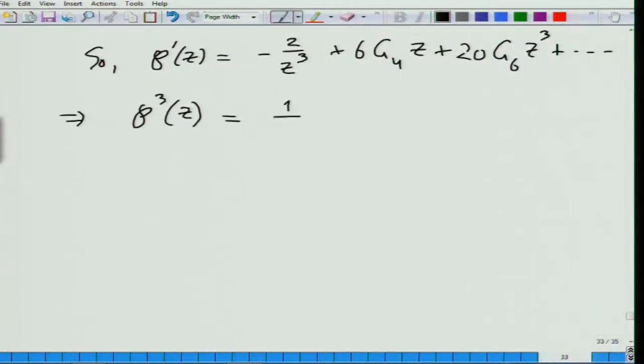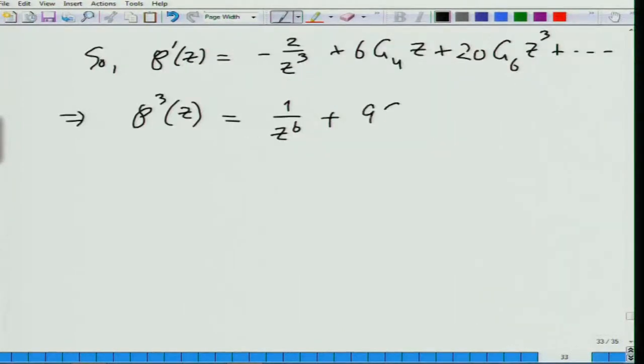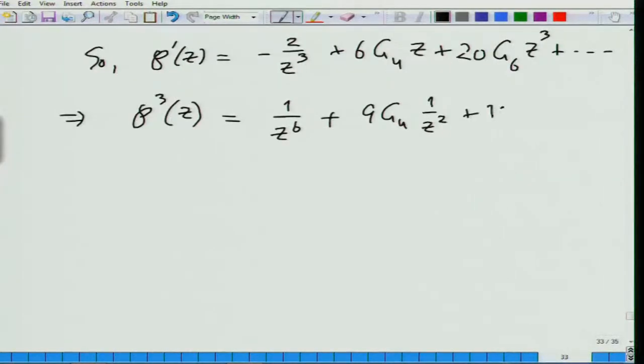So you get 1 over z to the 6, that is a cube, plus square of this times this, this is a 3, so there is a 3 choose 2 times this, there is 3 times this, so it is a 9 G4 by z square plus square of this times this, which is 15 G6, plus the rest. Okay. And square rho prime.